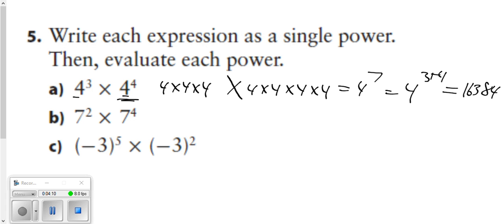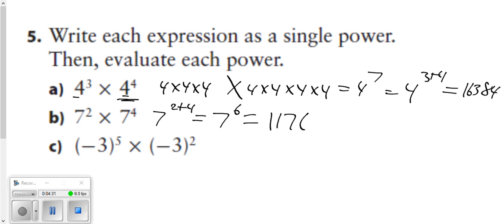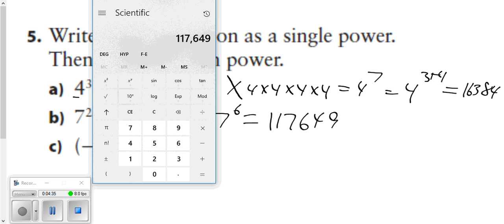In the next example, we are still multiplying two powers that have the same base. We're just going to use the shortcut: you can add your exponents. It will be 7 to the exponent of 6. If I use my xʸ button on my calculator, I get 117,649. Remember, if you don't have an xʸ button on your calculator, you could get the same number by multiplying 7 by itself.